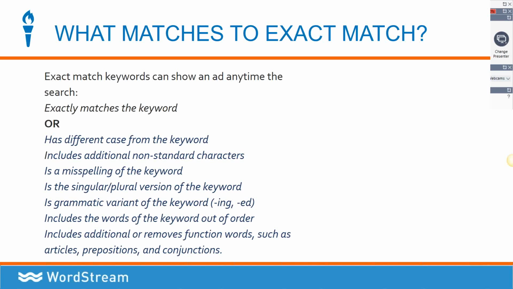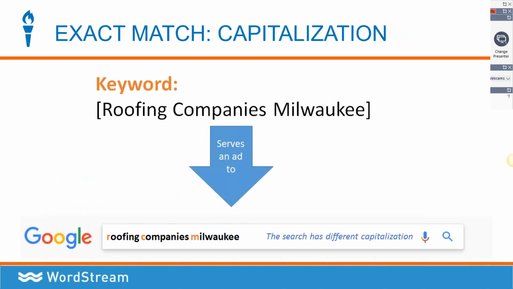So what matches to exact match nowadays? Actually, a whole lot. We've got title case, non-standard characters, misspellings, singular and plural terms, grammatical variants, keyword order, function words, and a whole lot more. Let's take a look at some of these changes in the wild. The first change is capitalization. Take the term roofing companies Milwaukee on exact match. If we've capitalized and title cased the term, it is still eligible to serve an ad to someone who is using all lowercase.